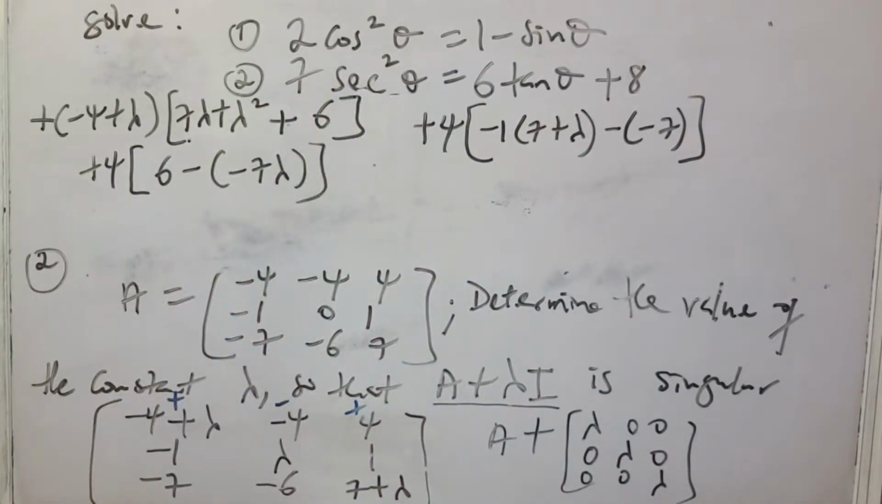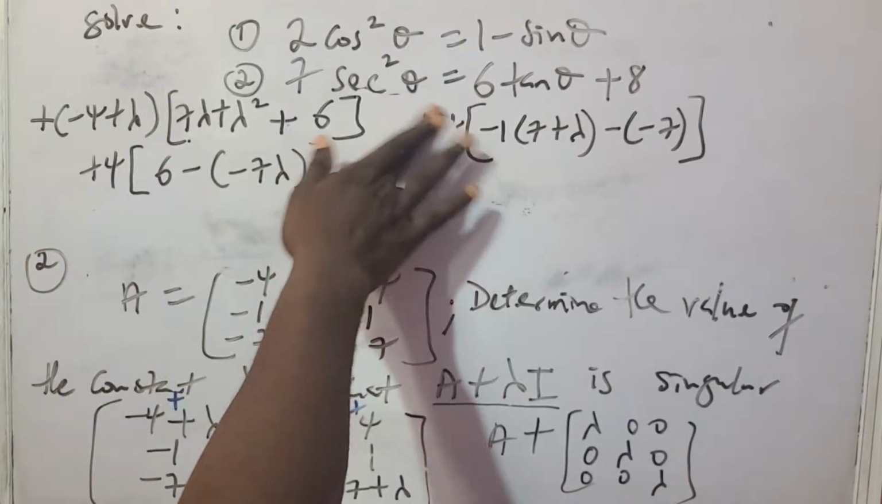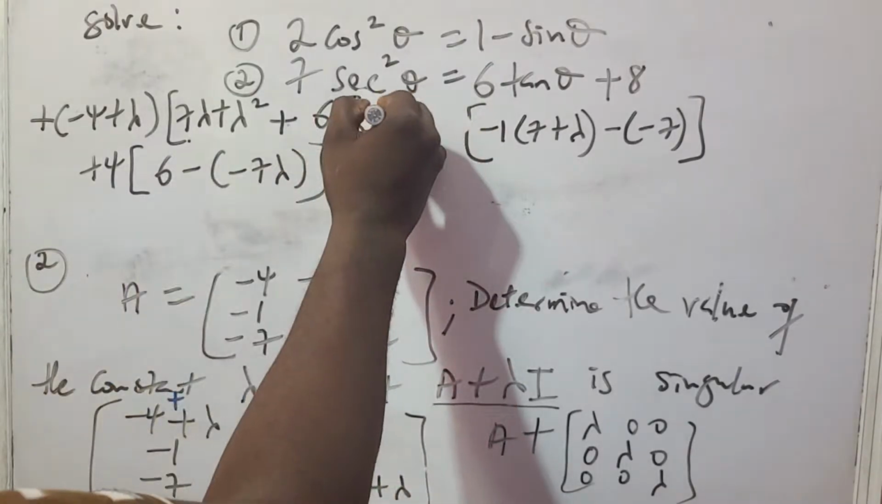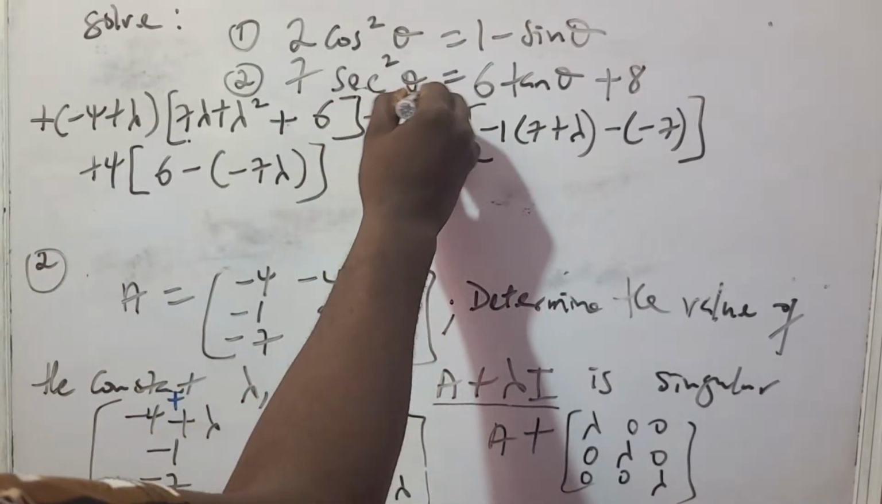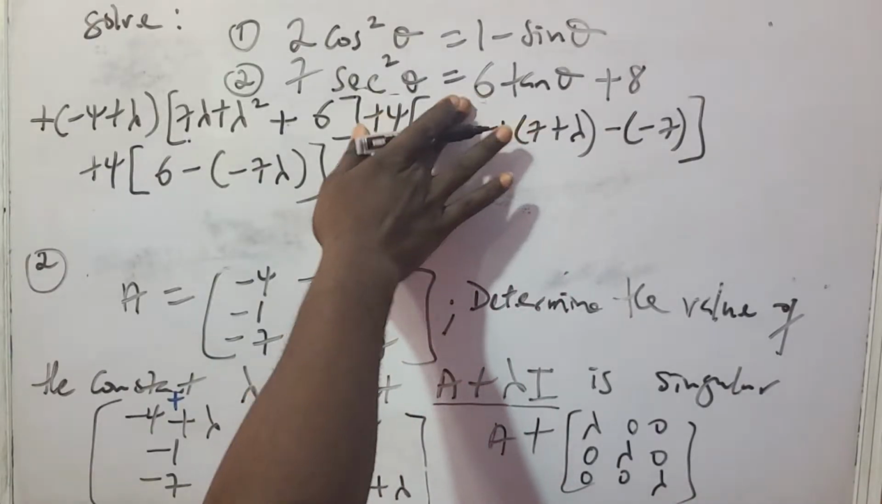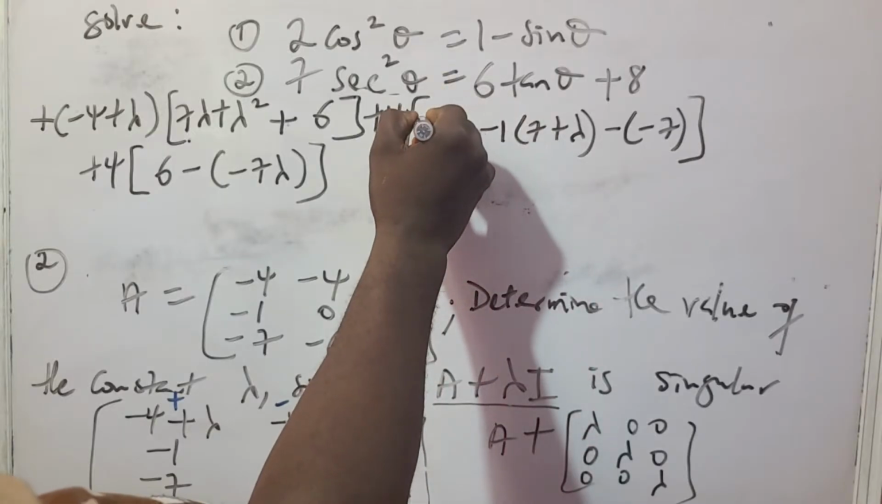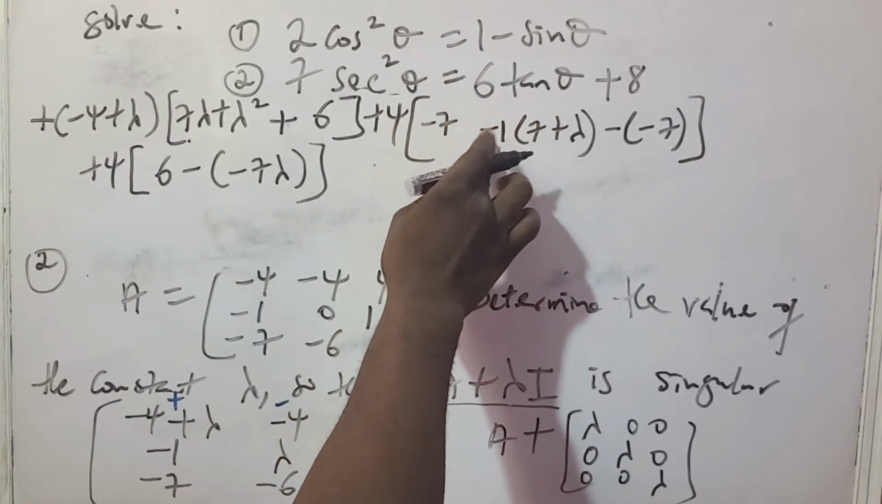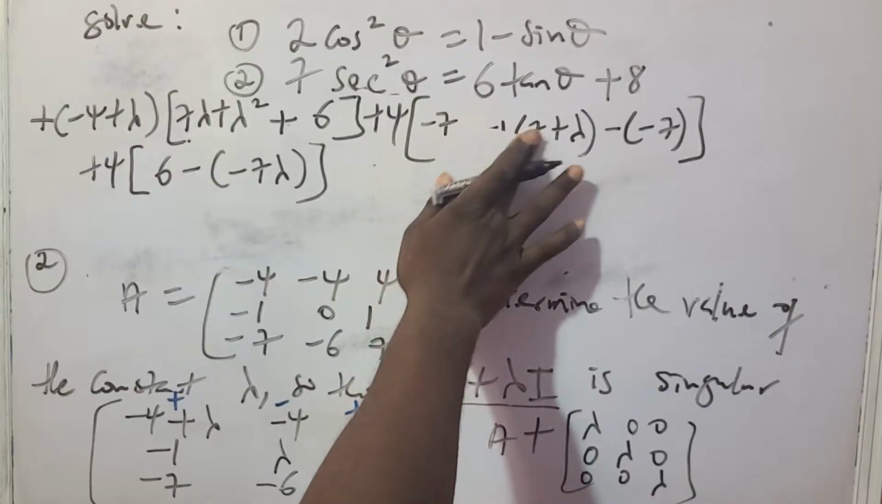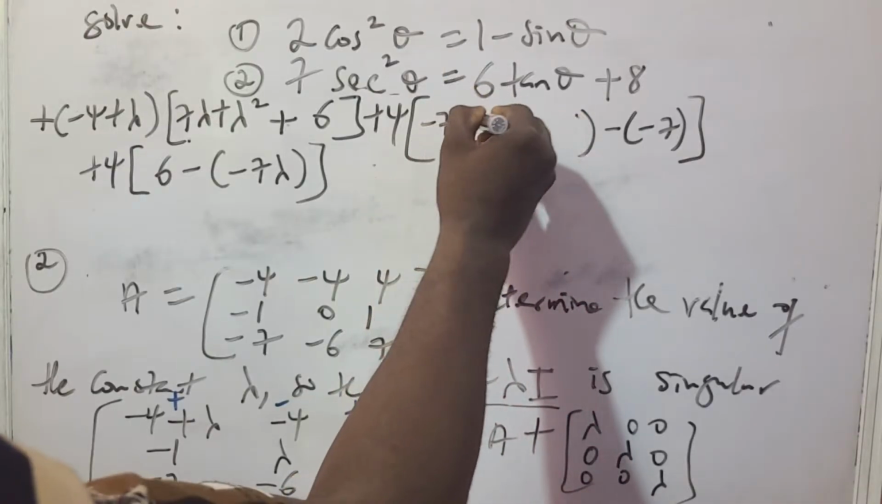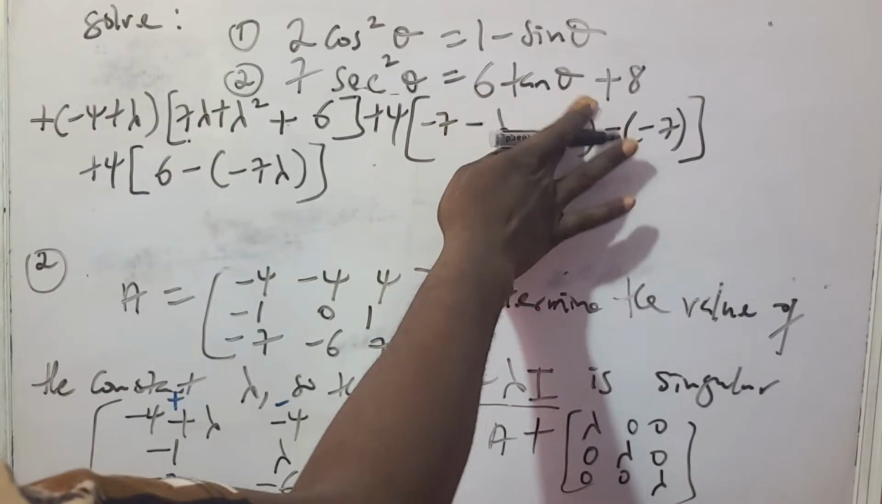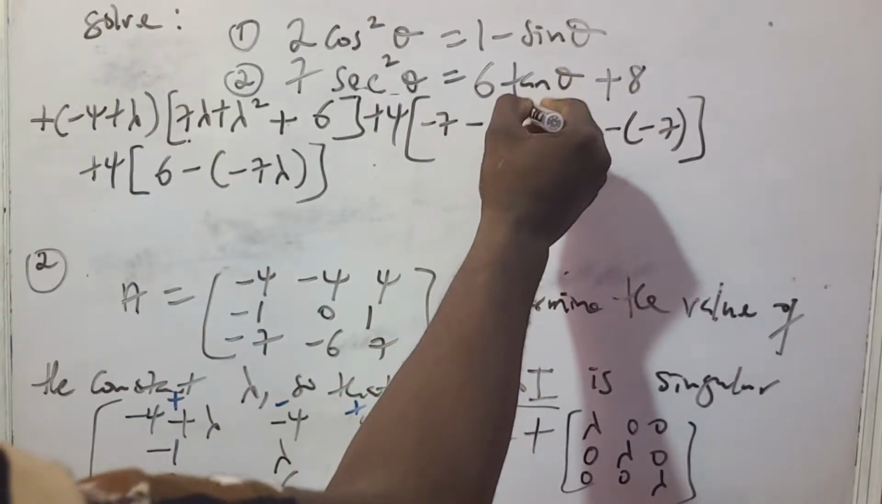Let's do for this other side. Let me bring this closer. So we have plus 4. And then we'll open our bracket. Let's see what will be there. Minus 1 times 7, that will be minus 7. Minus 1 times lambda, that will be minus lambda. Alright? Minus times minus will be plus 7.